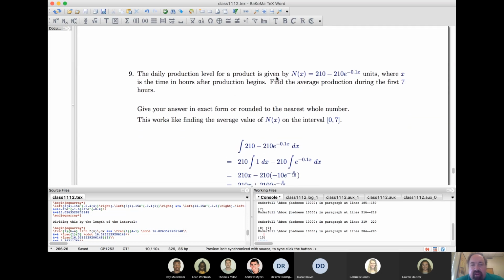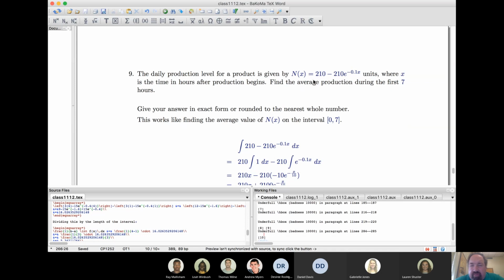Last problem. So here we have a production level as a function of the number of units that are produced. So what is the average production during the first 7 hours? That's the same thing as finding the average value of this function on the interval 0 to 7. I apologize, I misspoke earlier. The production is the number of units as a function of hours. So x refers to hours in this case.